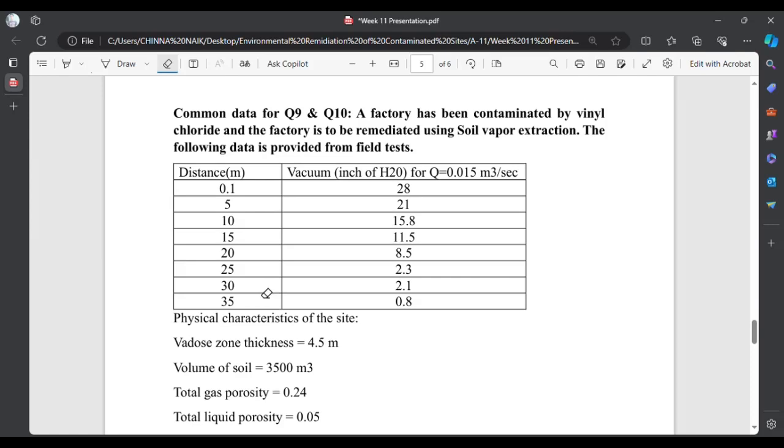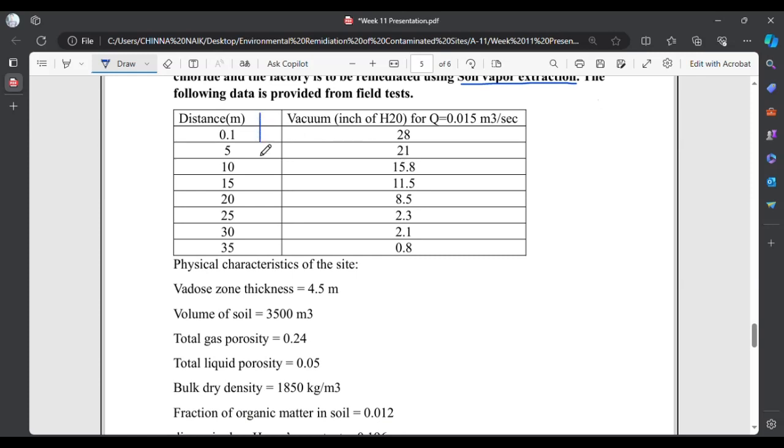Question number 9 and 10 have common data. A factory has been contaminated by vinyl chloride, and the site is to be remediated using the soil vapor extraction method. The following data is provided from the field test. Here they give the distance and the vacuum for a particular air supply discharge, and how much vacuum they maintain.